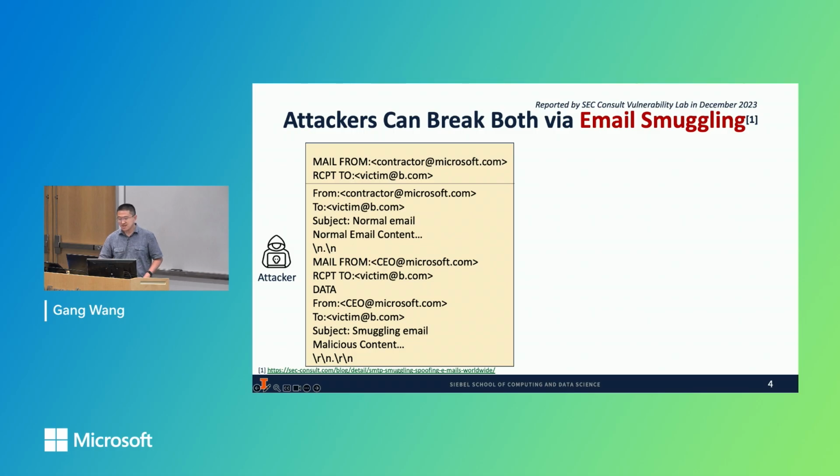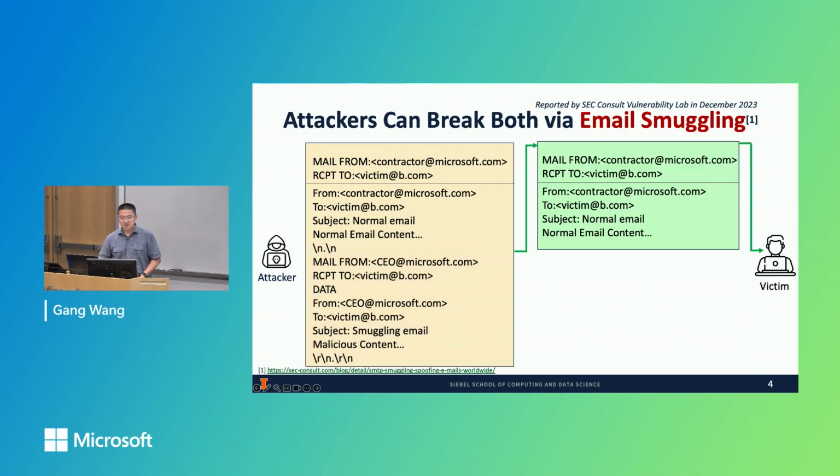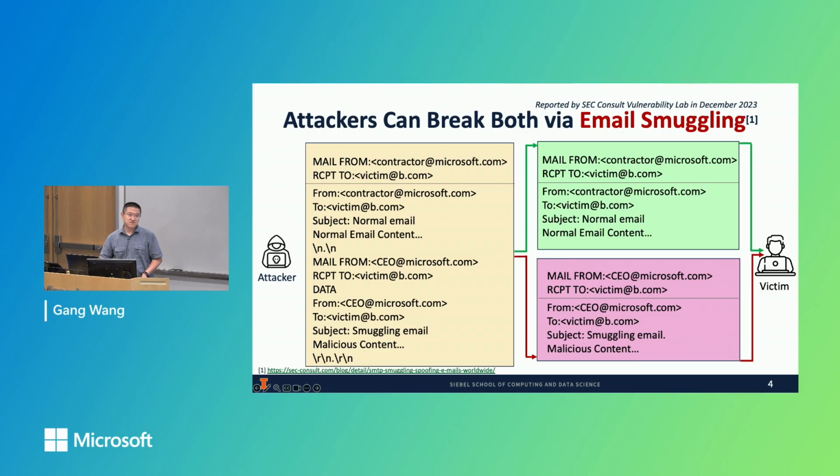If you look closely, they log into their contractor address and send it from that address. The first part of the message looks pretty normal, but the second half looks a little bit strange. It looks like they smuggle a second email inside of the first email, right? That's why it's called smuggling. This email is going to be sent through the Microsoft server, but the weird thing is that on the receiver server side, let's say B.com is vulnerable to this attack, this email actually gets split into two emails.